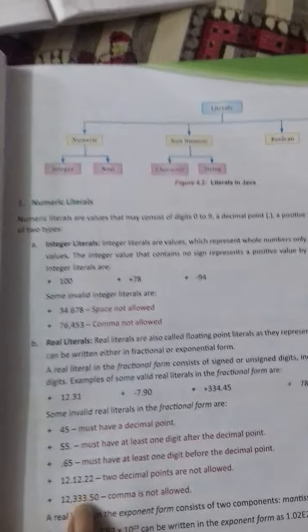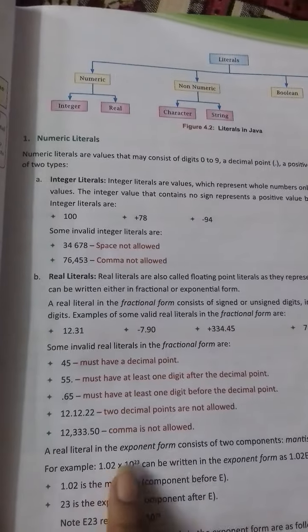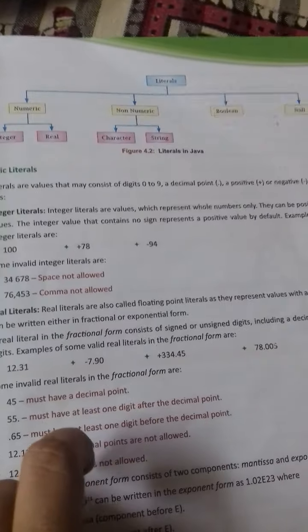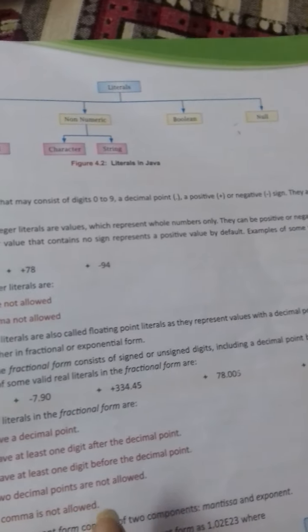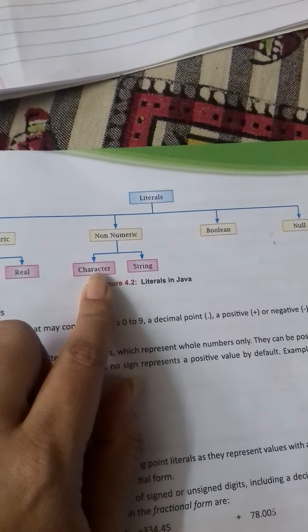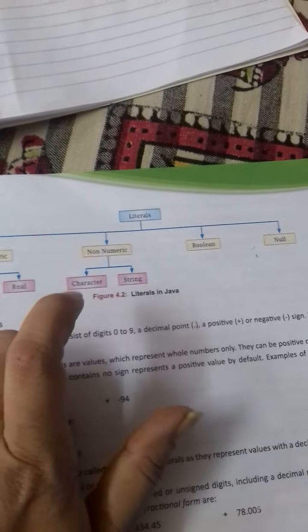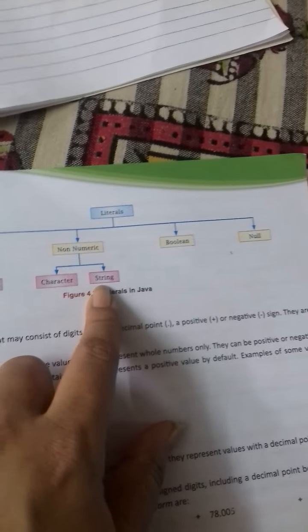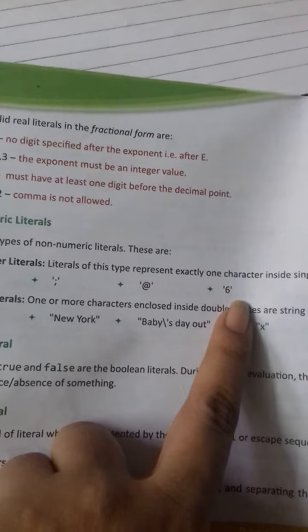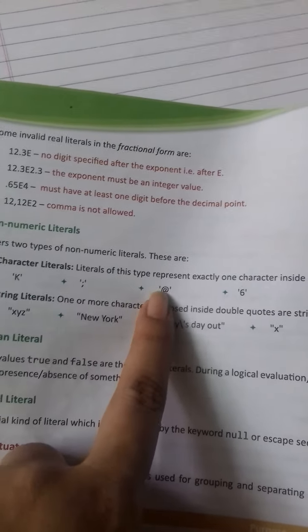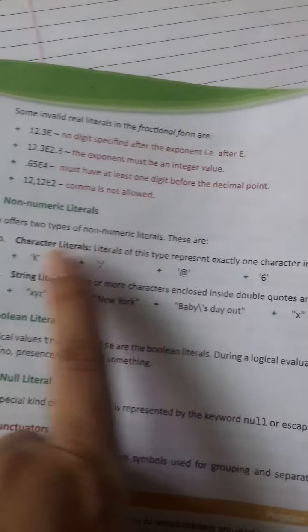Next, when I am writing x equal to a, it means I am initializing a variable with a character, not a number. At that time, it is called a character literal. If I am putting some name in front of a variable, then it becomes a string literal. For example, just see this: k or @ or 6, whatever is enclosed in single inverted commas is called a character literal.